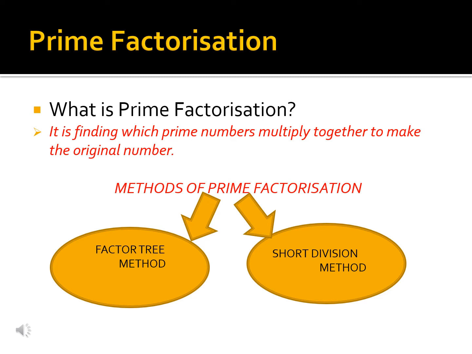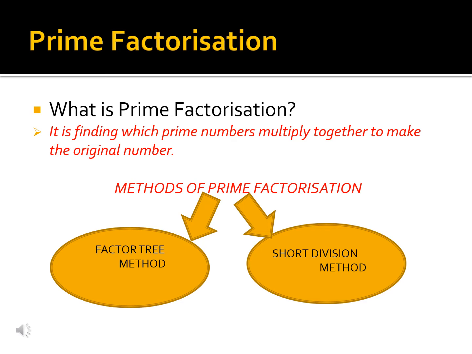What is prime factorization? It is finding which prime numbers multiply together to make the original number. For example, I have a number 36. So I will be finding prime numbers which when multiplied together make 36. That is called the prime factorization of 36.